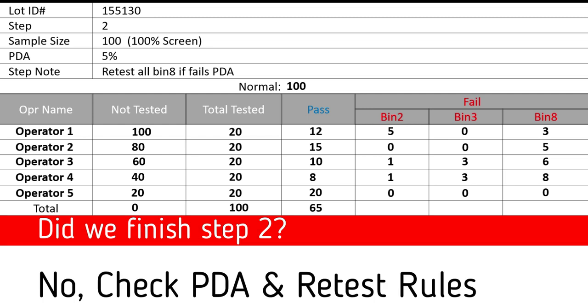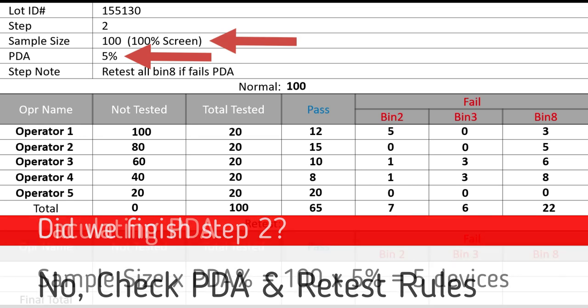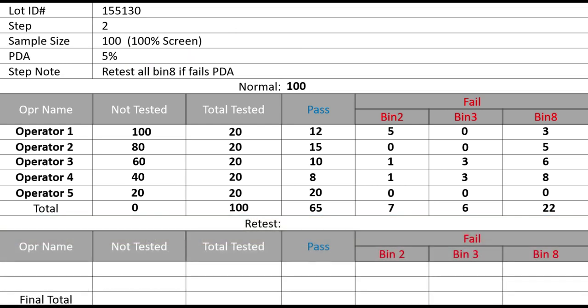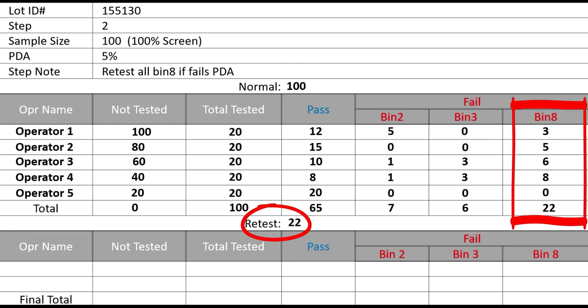We need to actually look at our PDA and our retest rules. When looking at our PDA, we can see that it is 5% and our sample size is 100. So if we take 100 and multiply it by our 5% PDA, this would give us an acceptable allowance of 5 devices, meaning that we could fail up to 5 devices without having to do the retest. So now we'll look at the retest rule and see that we need to retest all of bin 8s, meaning we have to retest 22 devices.